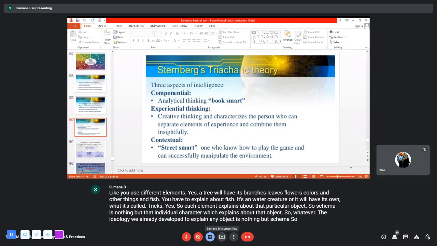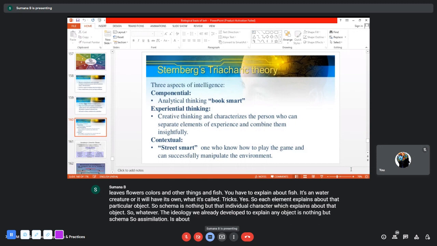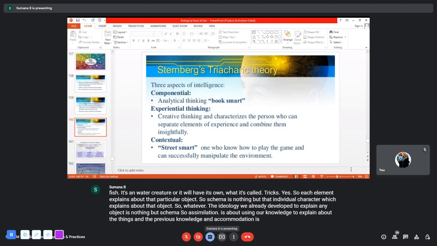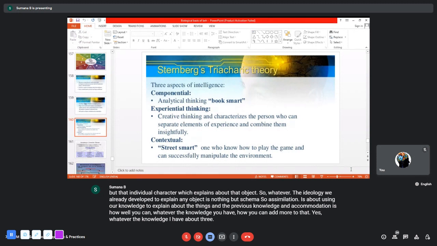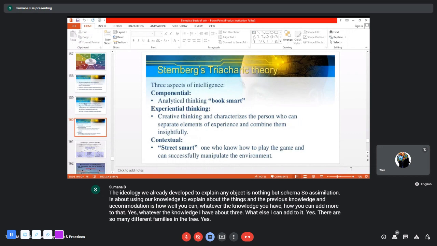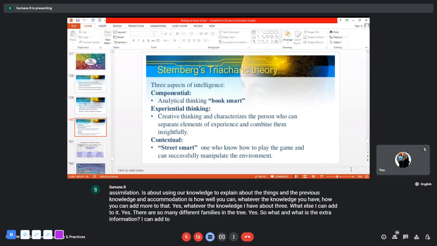So assimilation is about using our knowledge to explain things, using previous knowledge. And accommodation is how well you can add more to whatever knowledge you have. Whatever knowledge I have about a tree, what else can I add to it? There are so many different families of trees. So what is the extra information I can add to the present knowledge I have about anything?